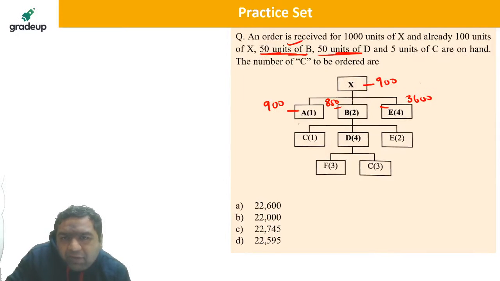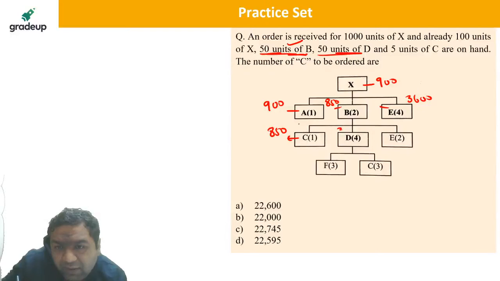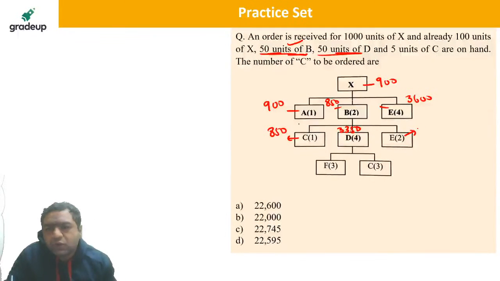So the B requirement we have counted. Now D also is there, 50 units. C here we require 850 into 1, which is 850. D requirement is basically 4 into 850, that is 3400. But already 50 units are there, so we require 3350. That kind of mistake is made by students also. So for E the requirement is 1700.